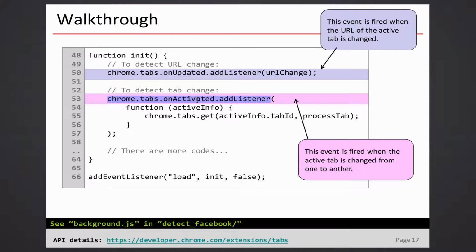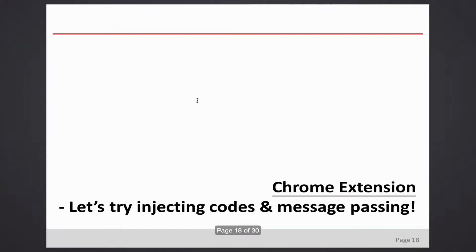When I change the URL, I fire the event, take a look at the event and the URL of the tab. Is it Facebook or not? If it's Facebook, go on. If it is not Facebook, then don't do anything. If I change the tab, I check whether the tab is on Facebook or not, that's it. And then I will tell you one more trick.